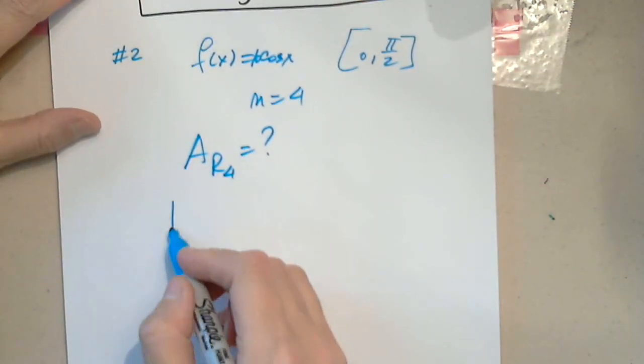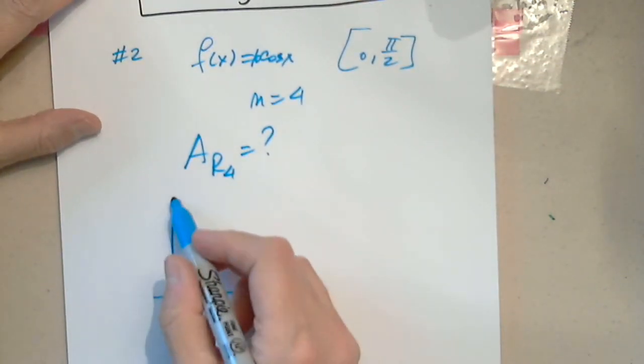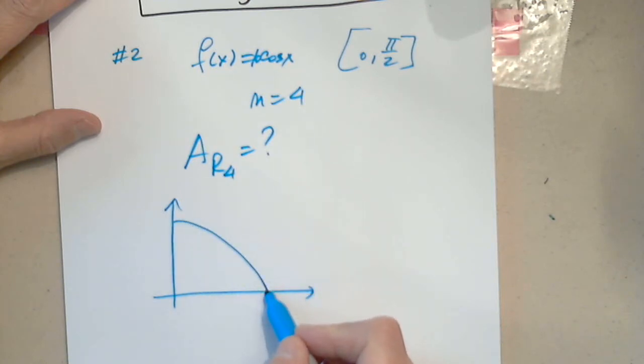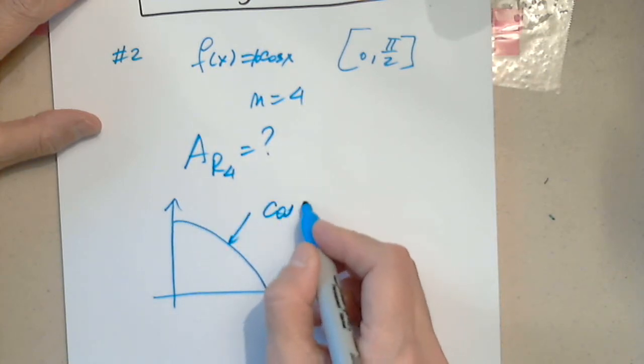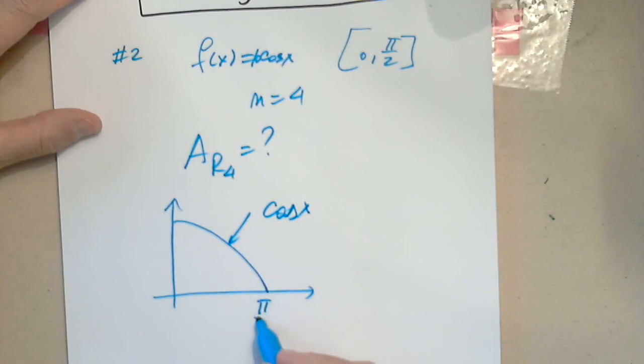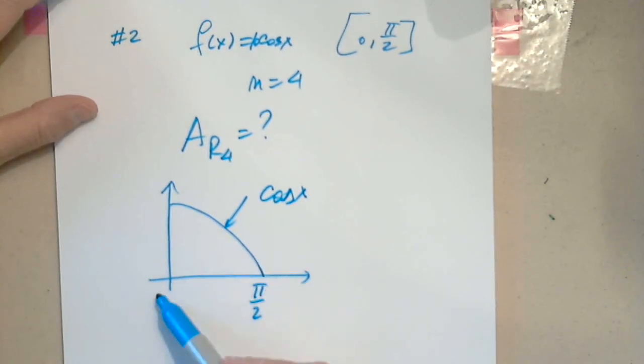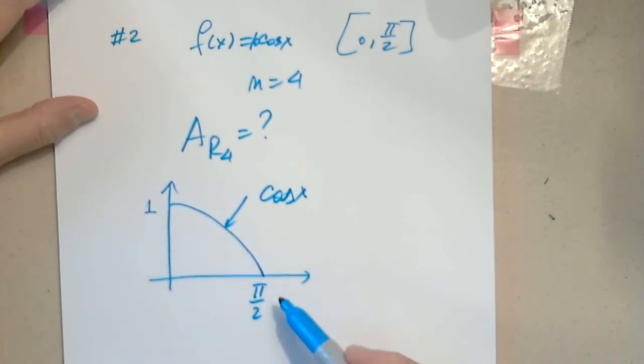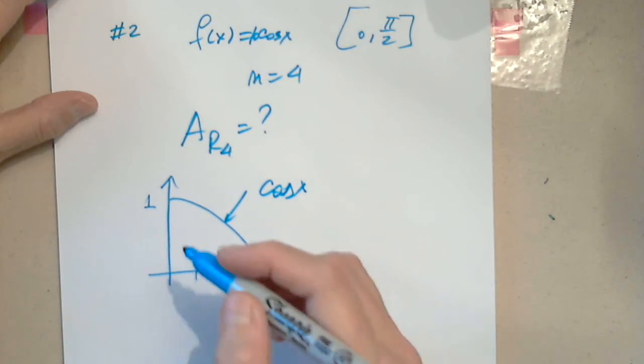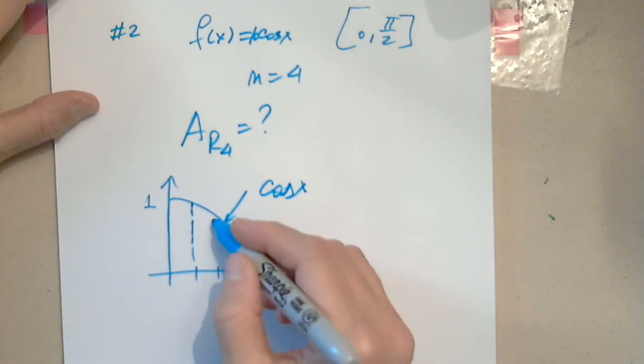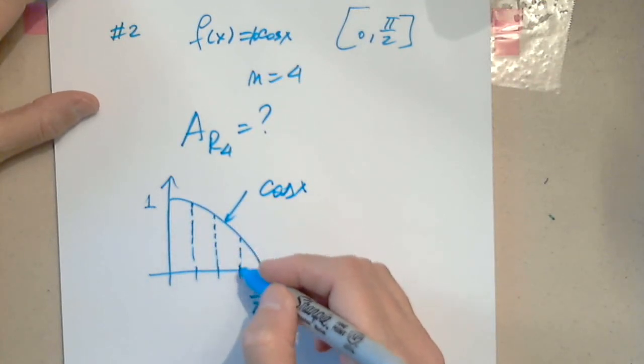And we know that the graph between 0 and pi over 2 of cosine is this. How do I know? Because at 0 it is 1 and at pi over 2 it is 0. So I will divide this interval into 4 subintervals. I'm asked to use the rightmost point.